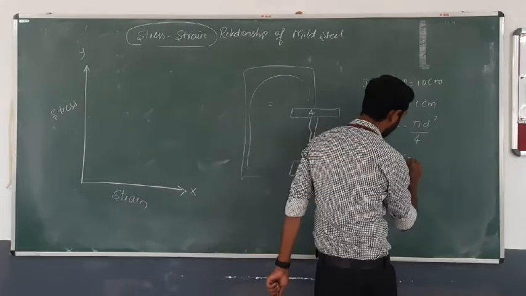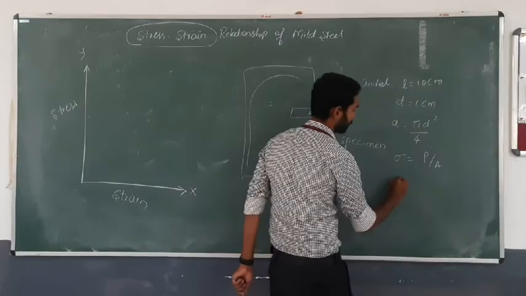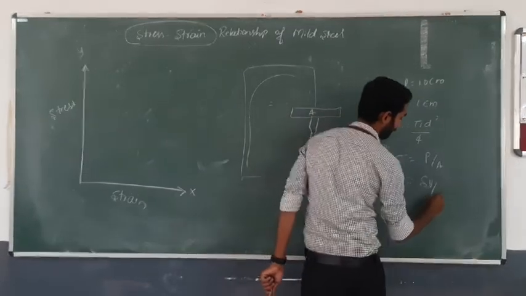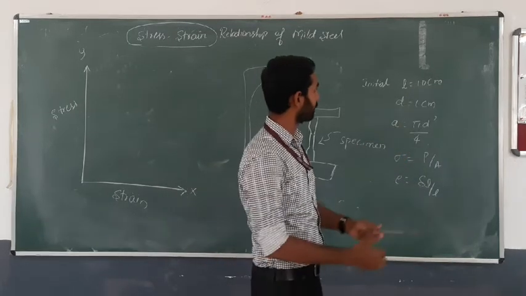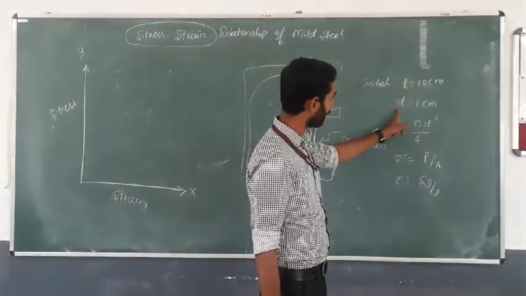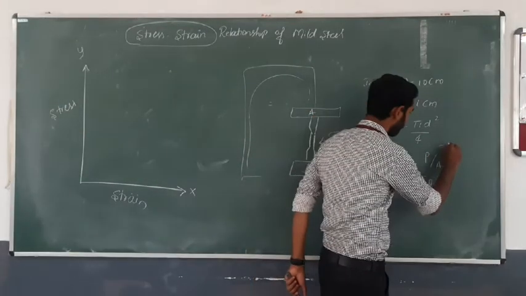Now we need to find out the stress. Stress will be P by A. Strain will be delta L by L. We need around four data: L, diameter, as well as P, that is the load.